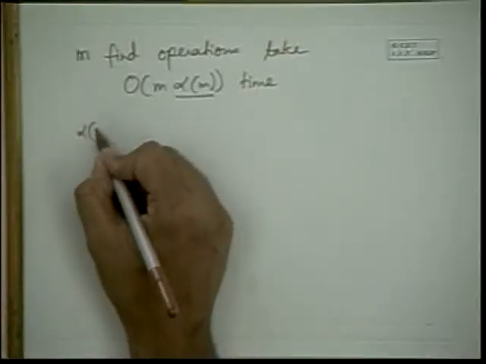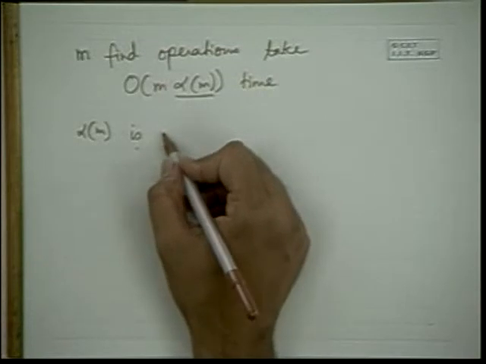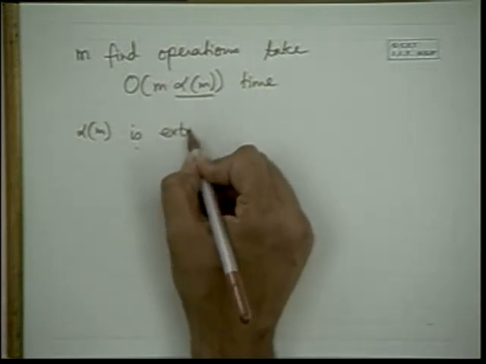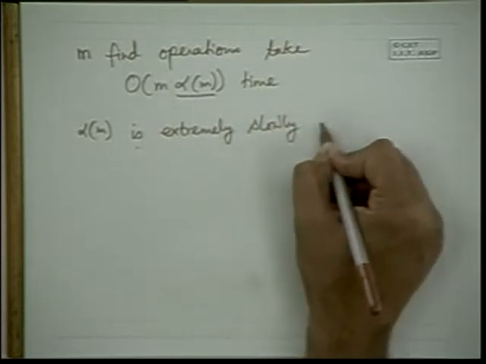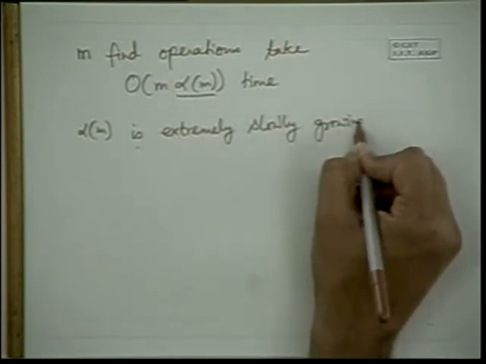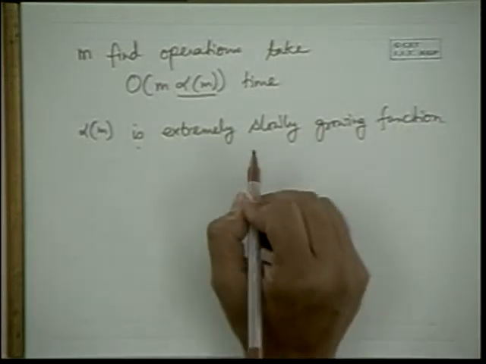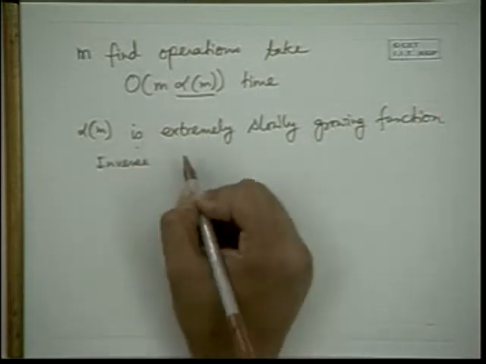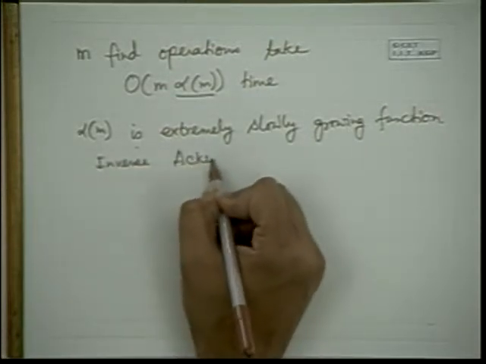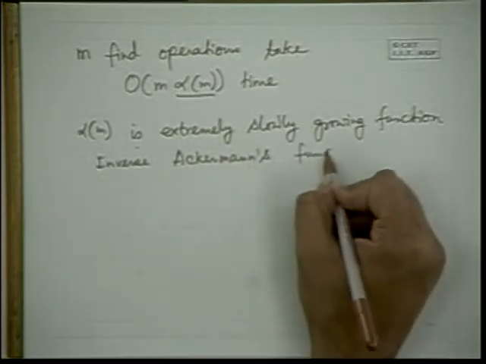So let me tell you what this function is. This alpha m is an extremely slowly growing function with m. Almost it does not grow. It's called the inverse Ackermann's function.